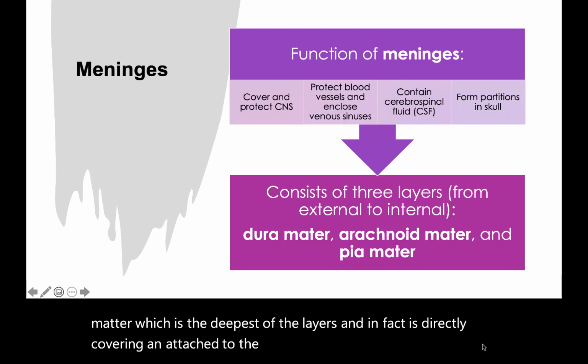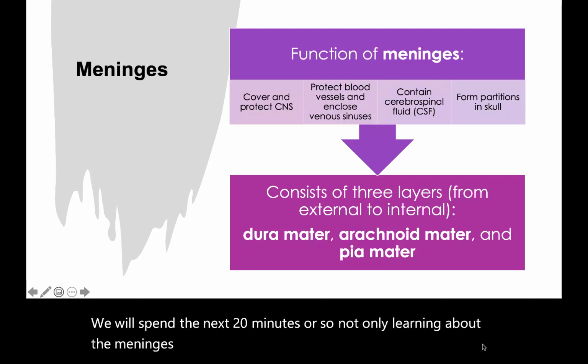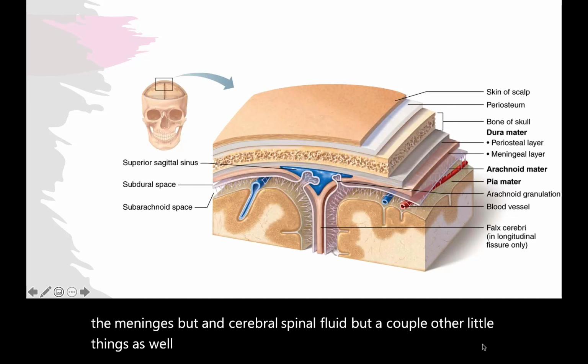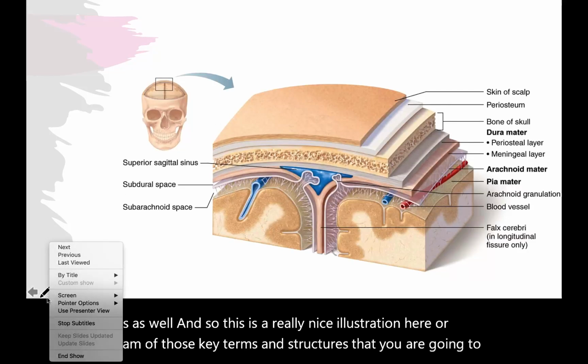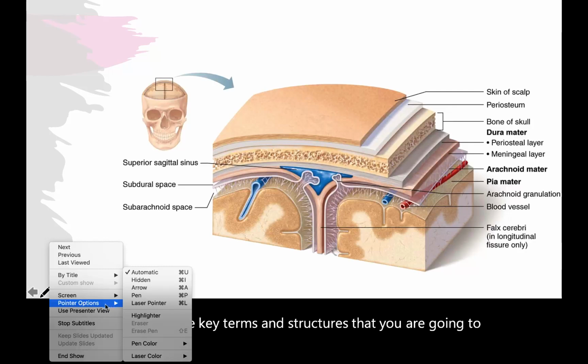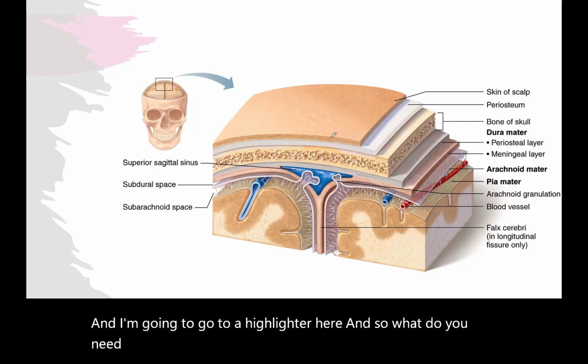And so we will spend the next 20 minutes or so not only learning about the meninges and cerebral spinal fluid, but a couple other little things as well. This is a really nice illustration or diagram of those key terms and structures that you are going to be responsible to know. And I'm going to go to a highlighter here. So what do you need to know as far as this model or this diagram goes?